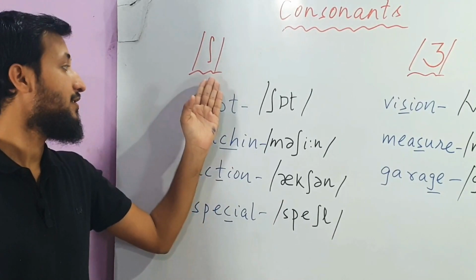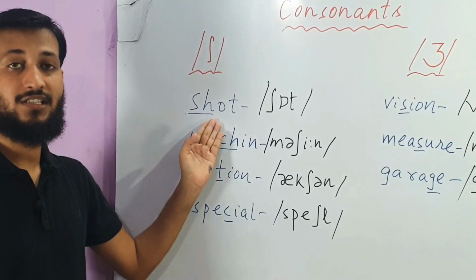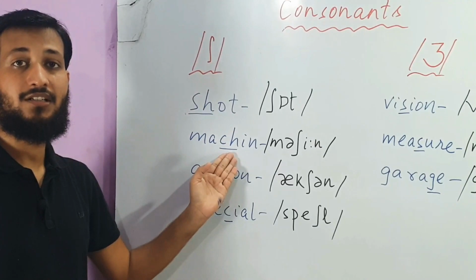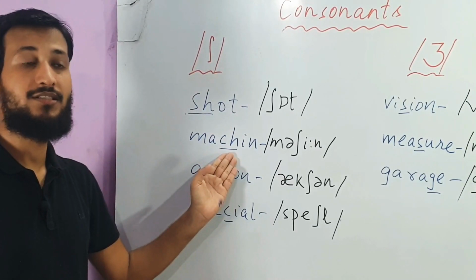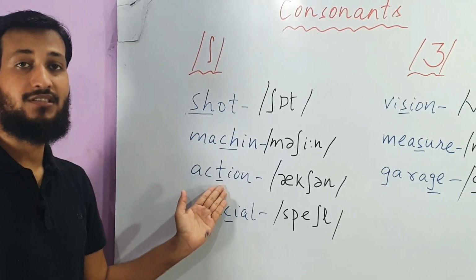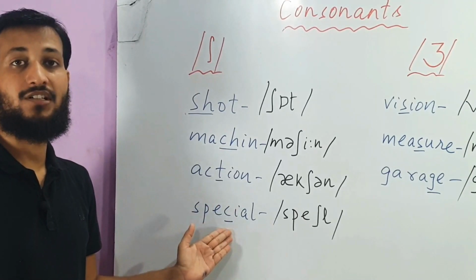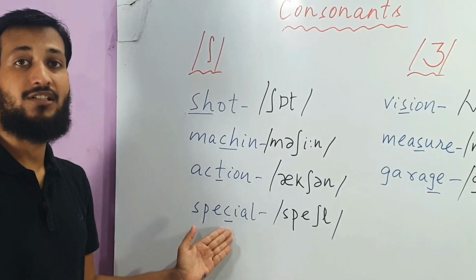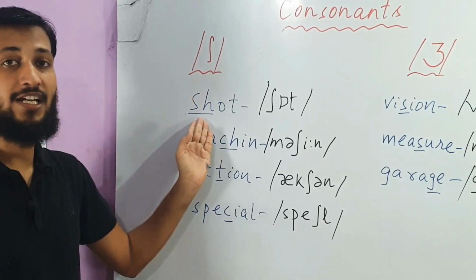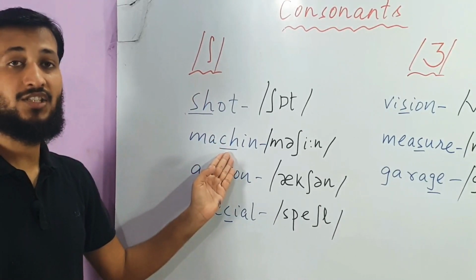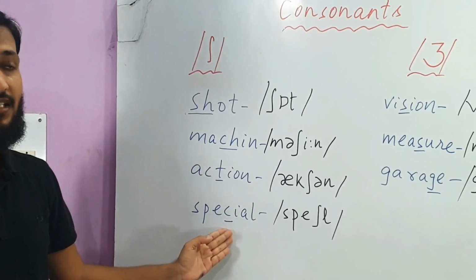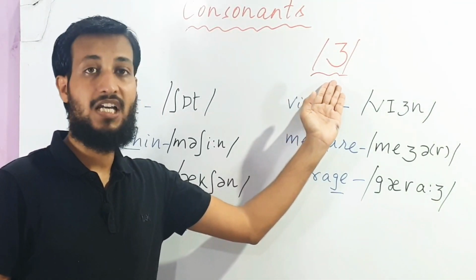The next sound is sh, as in shot, machine, action, special. Again, this sound is pronounced with different letters: here with SH, here with CH, here with T, and here only with C.